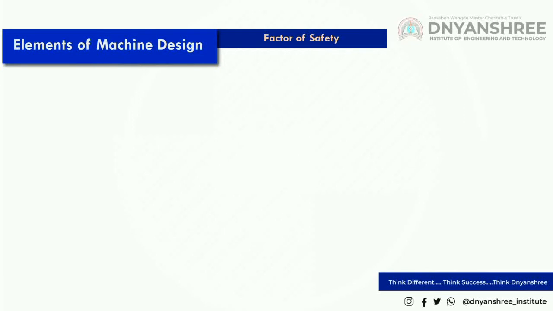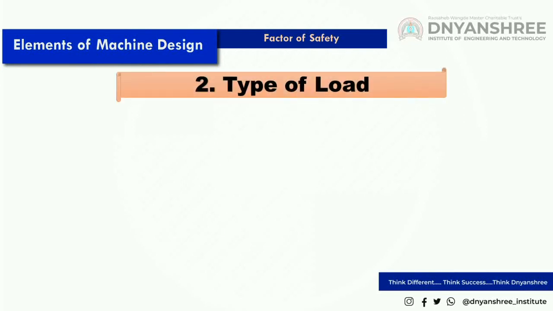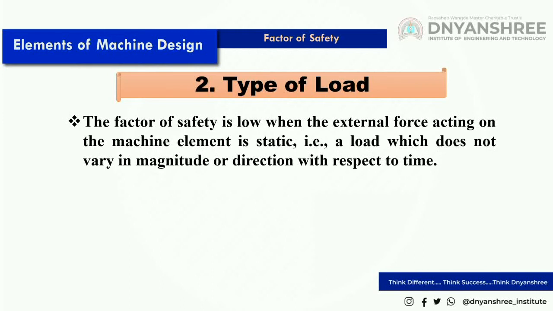The second factor is type of load. The factor of safety is low when the external force acting on the machine element is static. Static means the load does not vary in magnitude or direction with respect to time, the load whose magnitude or direction is known. In that case, the factor of safety will be low.